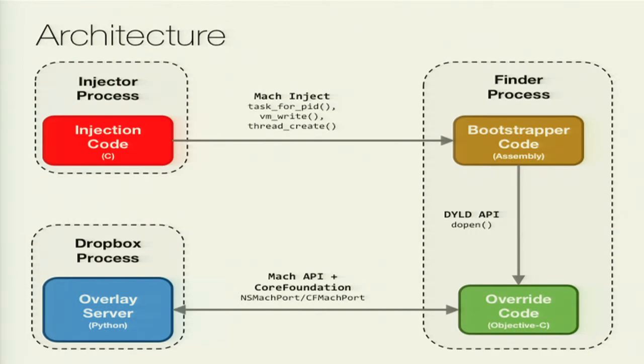So this diagram is a little... Oh, it's actually clearer than I thought it would be. Cool. Well, basically, there are 3 processes involved. You need an injector, so that's something that will just live long enough to be able to send code to Finder. Then you have the Finder process itself, and then you have the Dropbox process, which will be receiving requests from Finder for information.